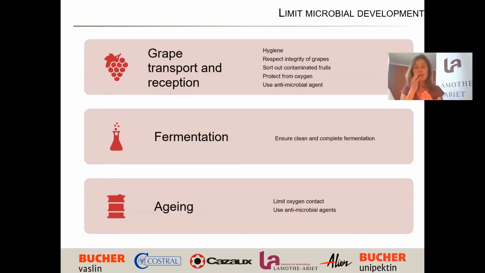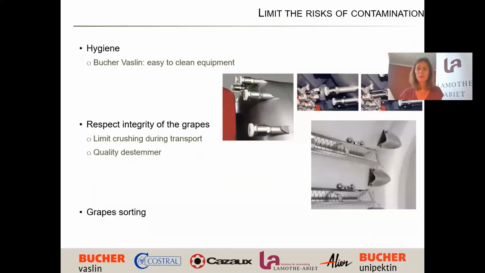Okay, so you're going to see that oxidation and microbial development are linked. We talked about microbes previously, talking about how they can oxidize a wine, but also oxygen is a nutrient for the microbes, so it can also be important to control oxidation to reduce the development of microbes. So both go together. Okay, so the first point is going to be to limit the risk of contamination.